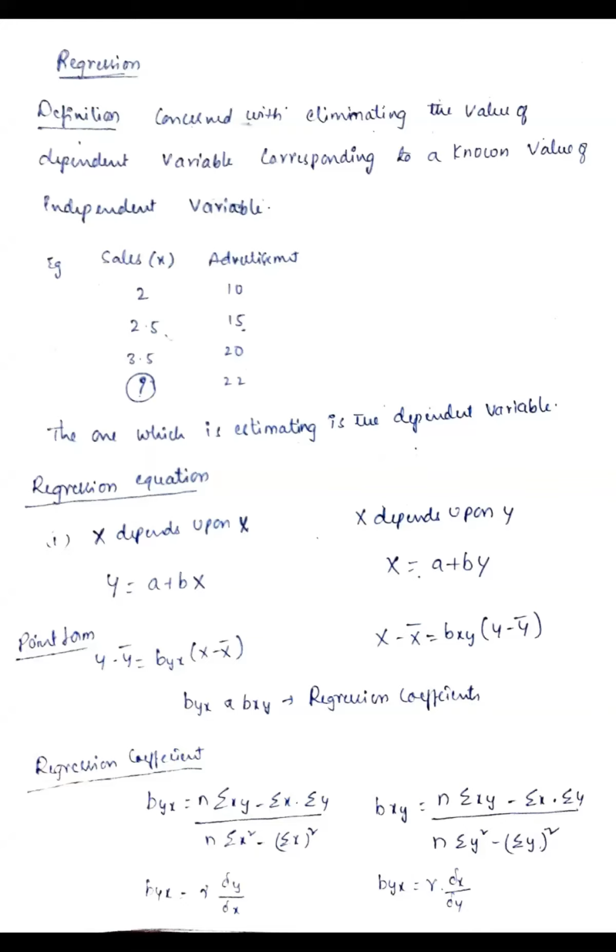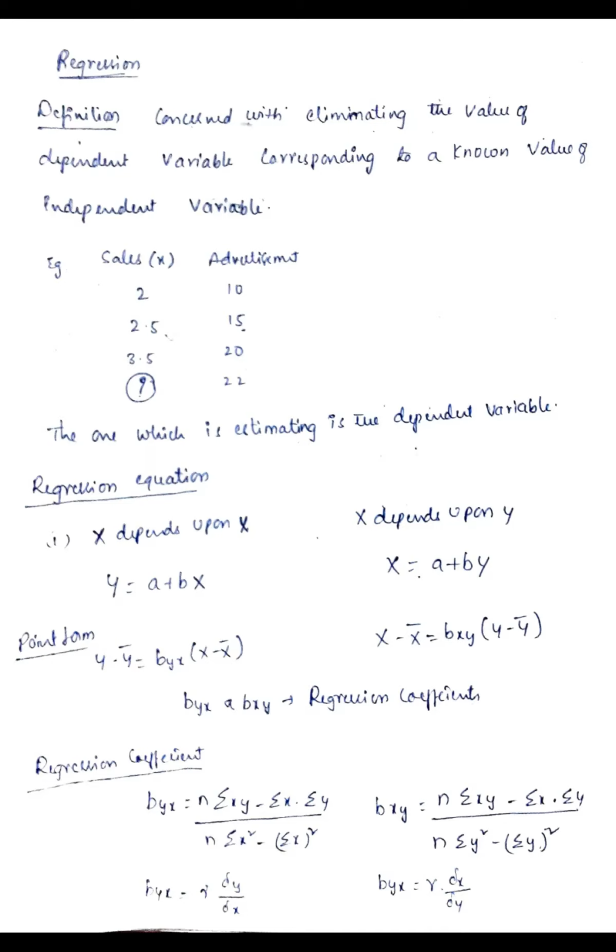Here we'll see regression. First, we can define regression as being concerned with estimating the values of a dependent variable corresponding to a known value of an independent variable. Here it is concerned with estimating the value. It's not eliminating, it is estimating the value of the dependent variable corresponding to a known value of the independent variable. That is how exactly you can call it regression.